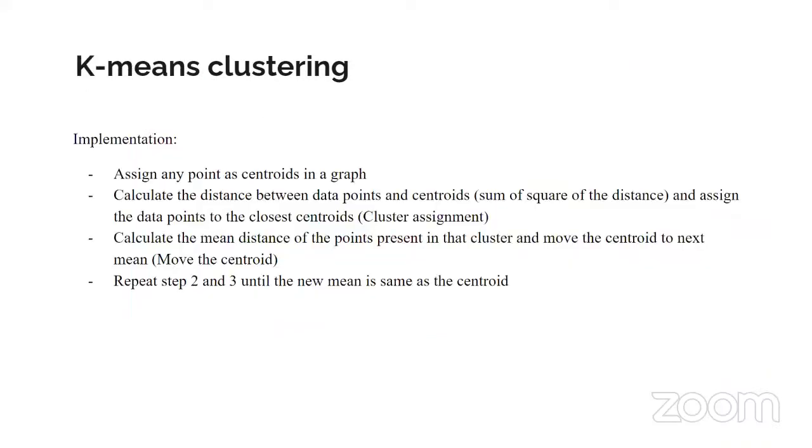Okay. So this is the step-by-step implementation of how you do k-means clustering. Can anyone recall the steps involved in k nearest neighbors? Can anyone put it in the chat or speak up? How did we do k?